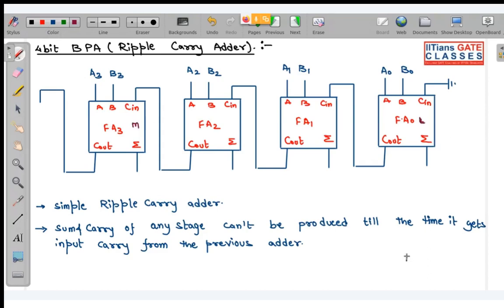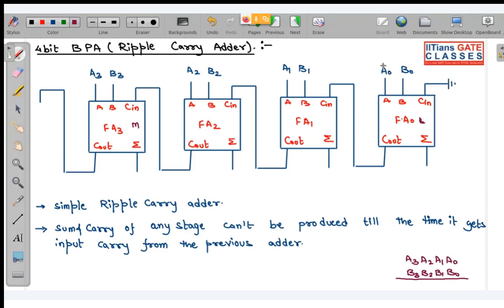Suppose you add A3, A2, A1, A0 with B3, B2, B1, B0. So this is your LSB, this will be your MSB. When I start from the LSB, there is no carry. Initially at this position I have no input carry, so you can see I have grounded it.